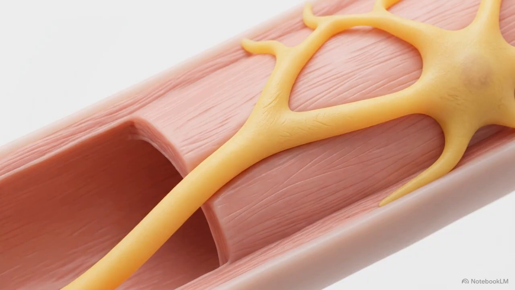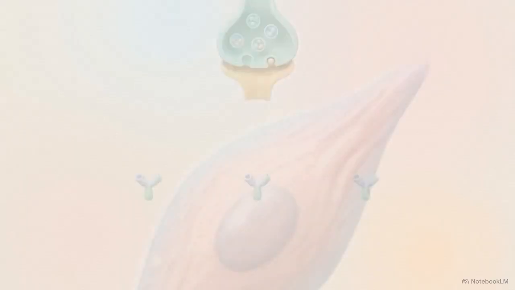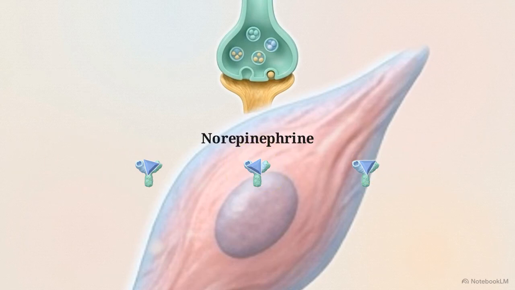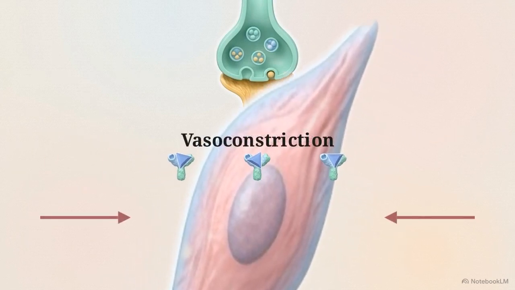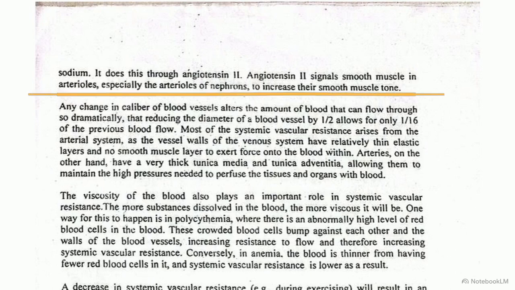The primary control signal for this smooth muscle comes from the sympathetic nervous system, with neurons synapsing directly onto the vascular wall. For immediate adjustments, these neurons release norepinephrine onto alpha-1 and alpha-2 adrenergic receptors. This binding triggers the smooth muscle to contract, leading to rapid vasoconstriction. Long-term regulation is managed through the hormonal cascade of the renin-angiotensin-aldosterone system, or RAS. The signaling molecule angiotensin II specifically targets the smooth muscle of critical pathways, such as the arterioles of the nephrons, to increase their tone and raise systemic resistance.